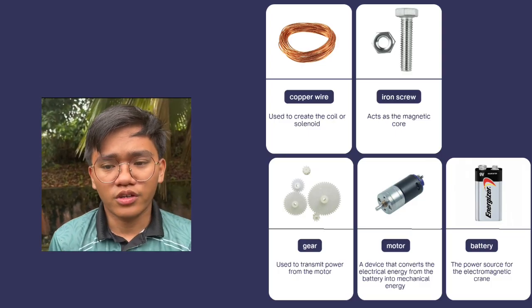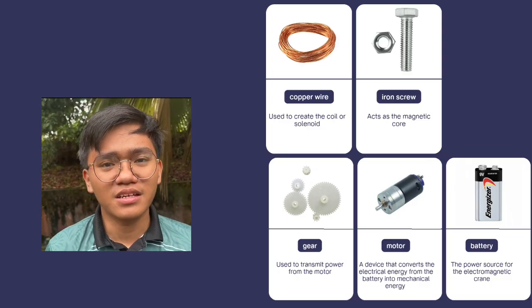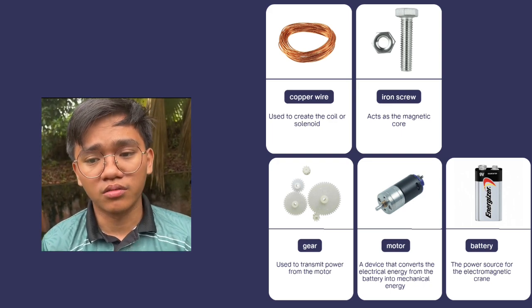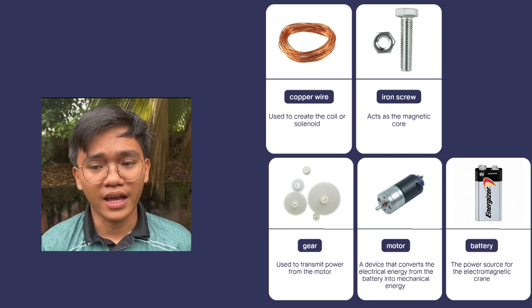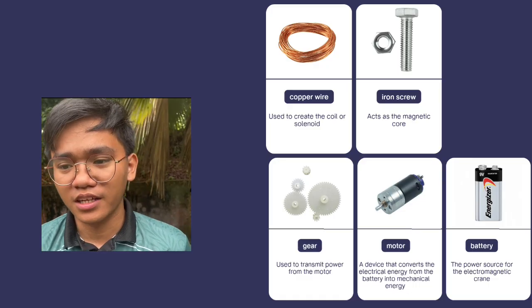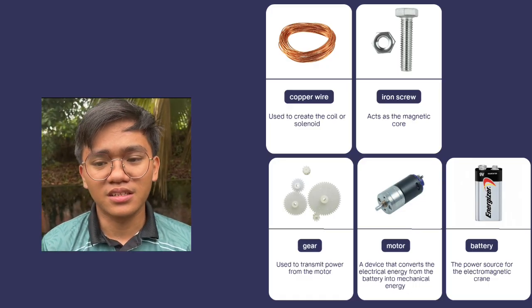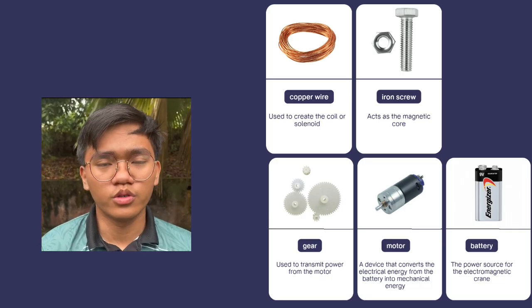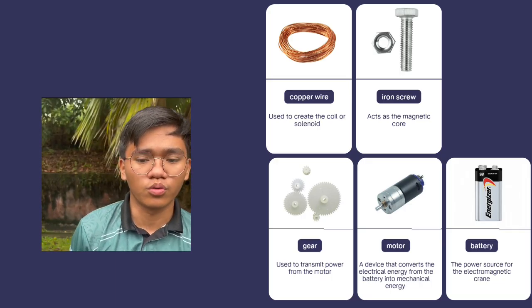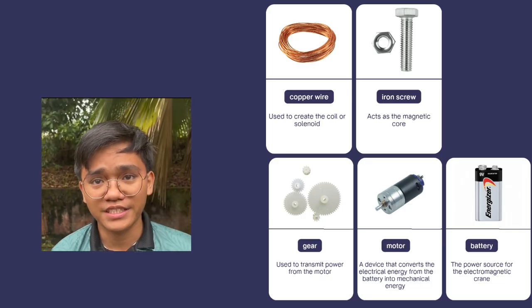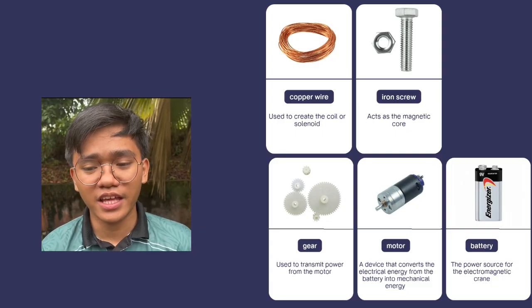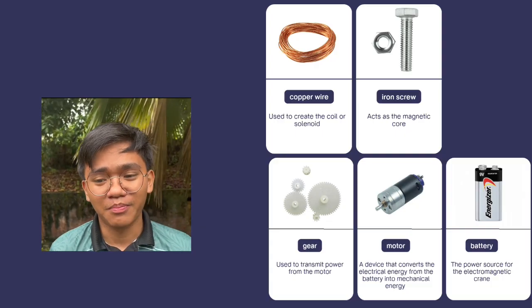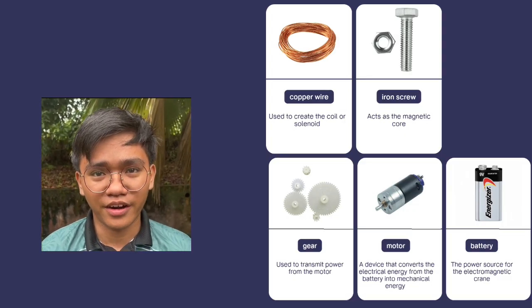Moving on, the iron screw acts as the magnetic core. By wrapping the copper wire around a ferromagnetic material like iron, it can significantly concentrate and strengthen the magnetic field produced by the coil. For the gear, we are going to use it to transmit power from the motor. And the motor is a device that converts the electrical energy from the battery into mechanical energy. And then we have a battery, the power source for the electromagnetic crane.